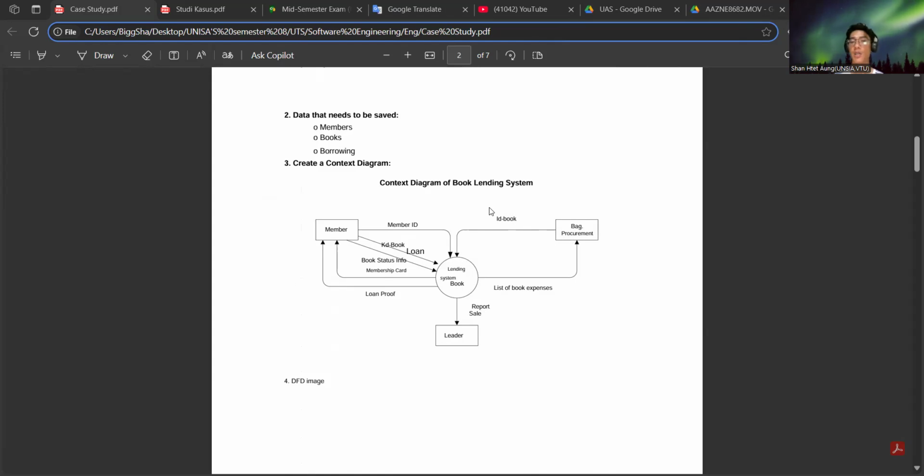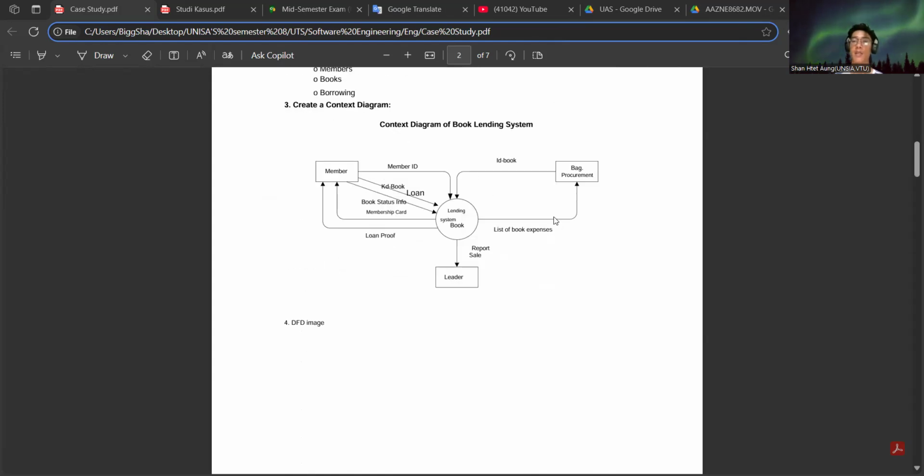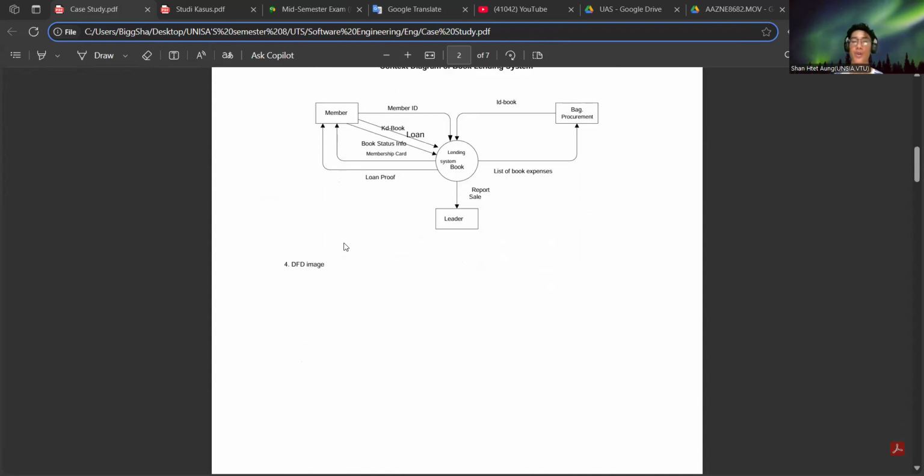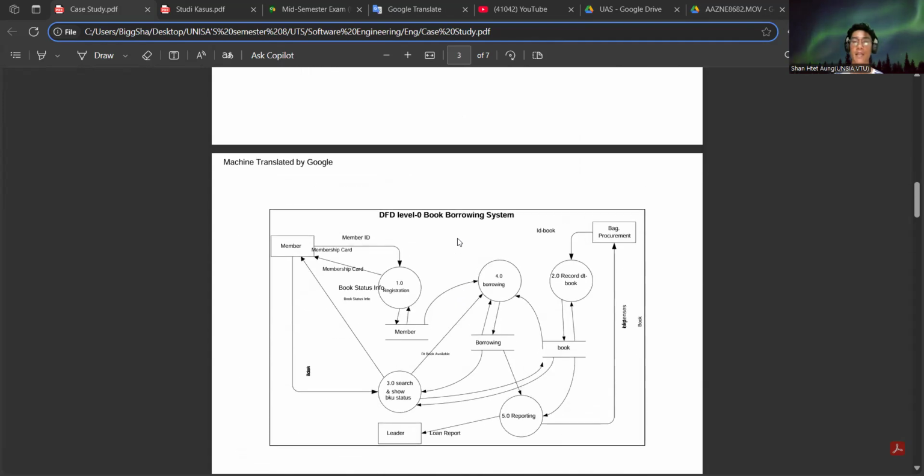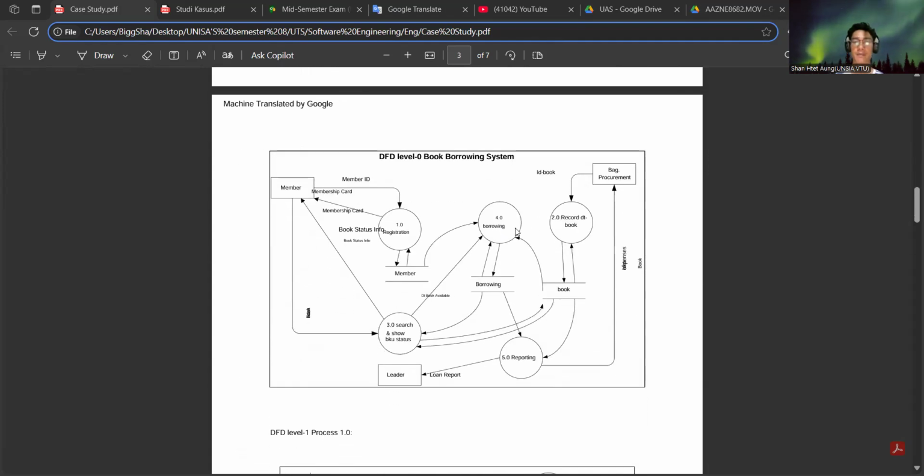This is a context diagram of the borrowing system, and then you must understand it. And after that, we need to draw a data flow diagram at level 0. Here we can see three entities: member, leader, and procurement. After that, we can see this is the system functionality. So first of all, we need to check the membership, member ID, and the registration.